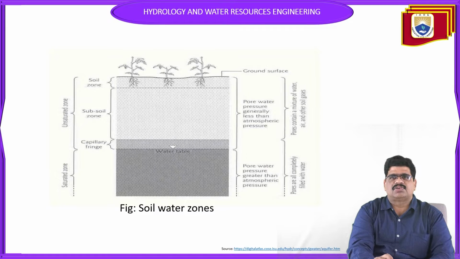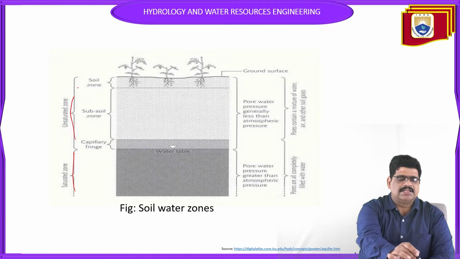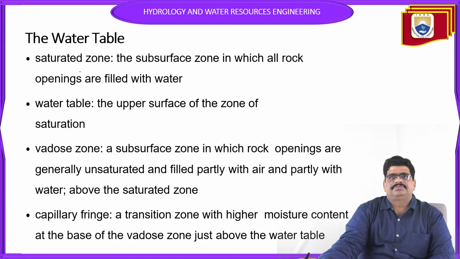The soil water zone can be divided by pore water pressure: one where the pore water pressure is less than atmospheric pressure, and the next where the pore water pressure is greater than atmospheric pressure. The latter is called the saturated zone, and the former is the unsaturated zone. Saturated zone means the zone in which all rock openings are filled with water. That is the meaning of saturated.